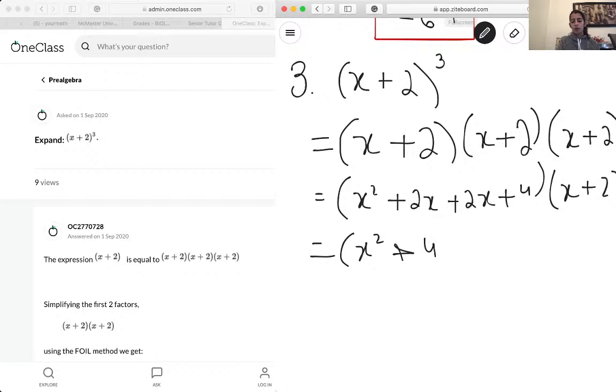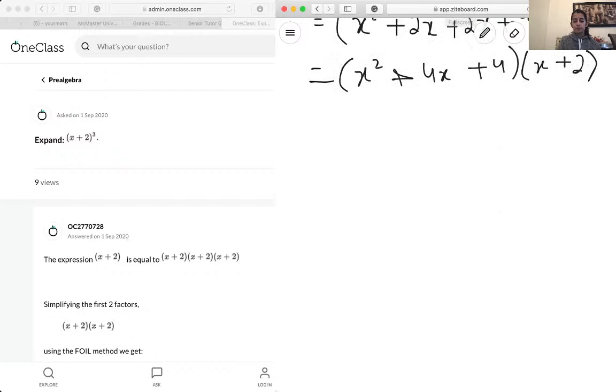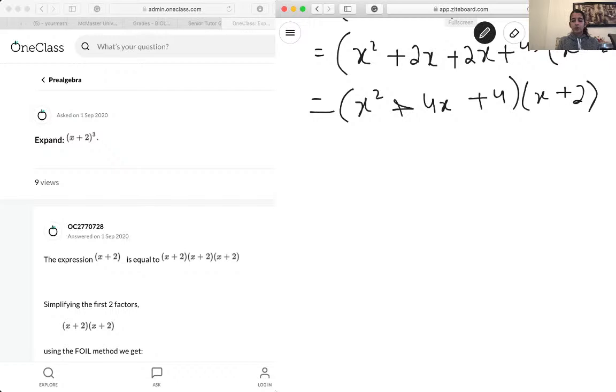Times x plus 2. We can use the FOIL method again and multiply both the brackets again.